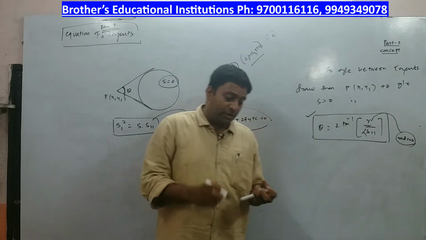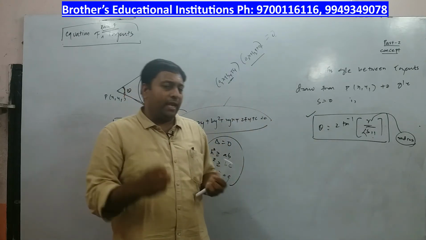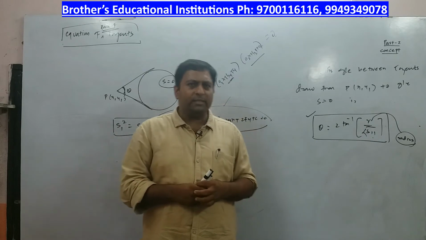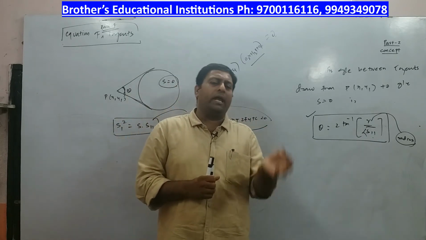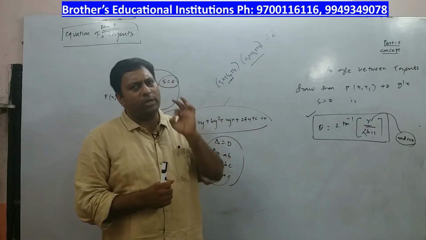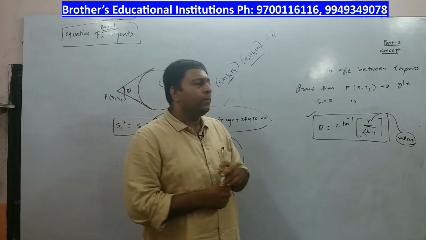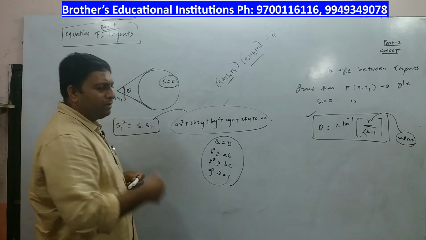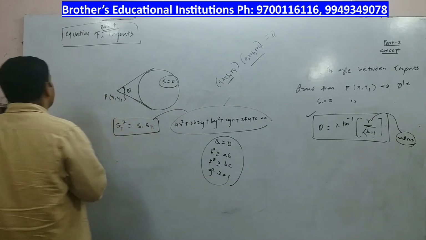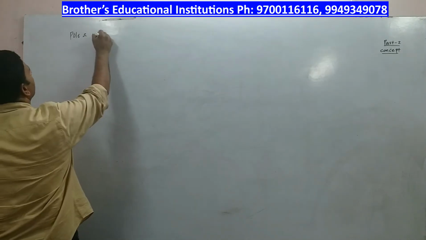I repeat the definition. If theta is the angle between the pair of tangents, then theta is given by the formula theta is equal to 2 tan inverse r by root S11. Am I clear to you? So I want you to draw this figure and note this concept. Meanwhile, we will go for the next concept. All right, children?